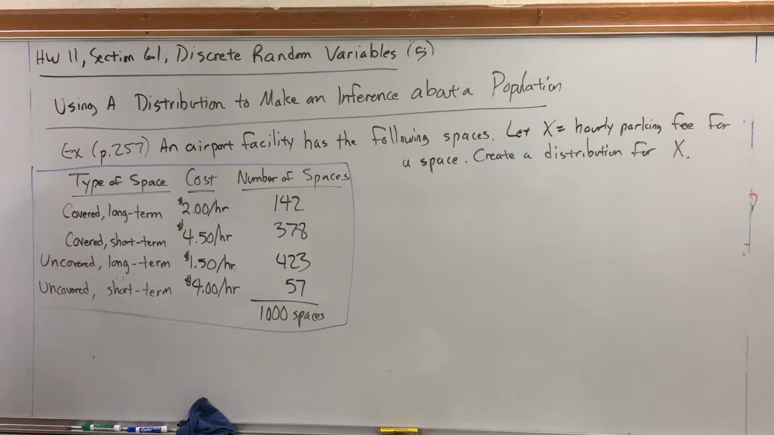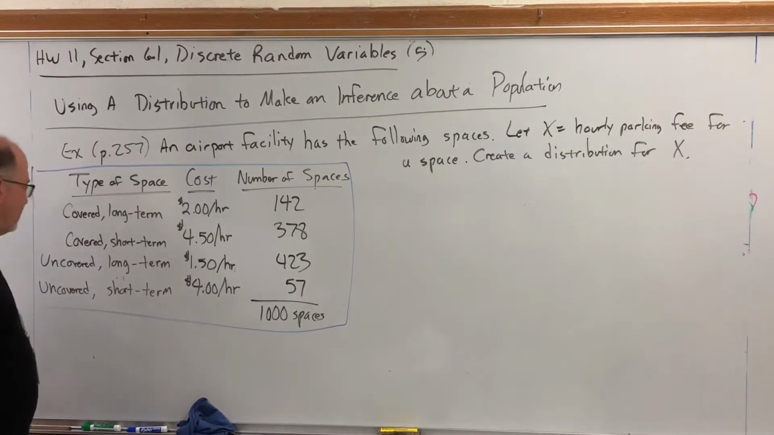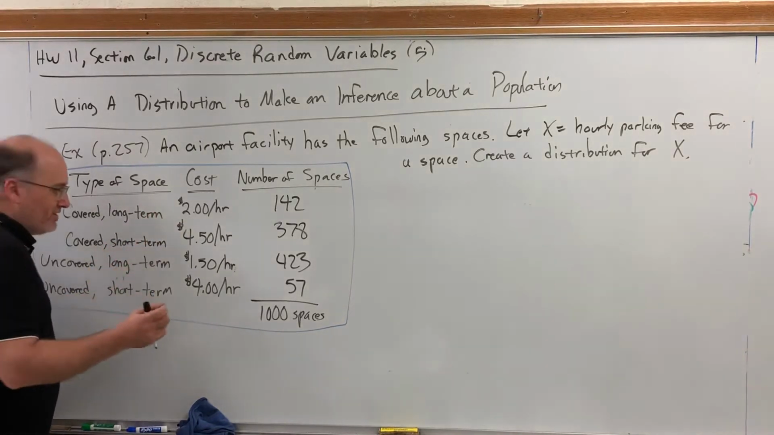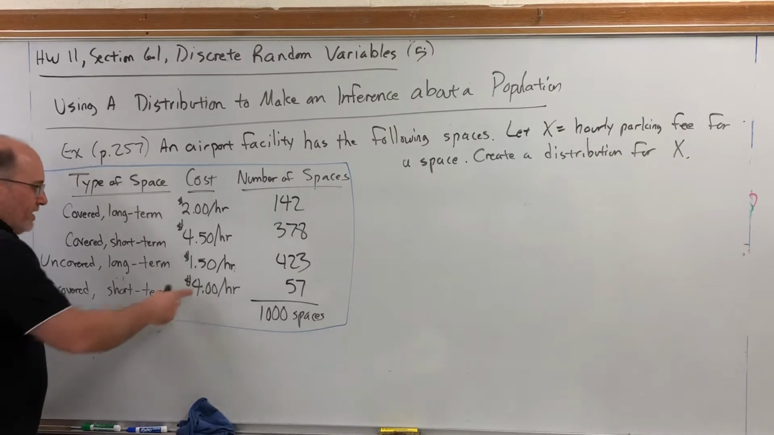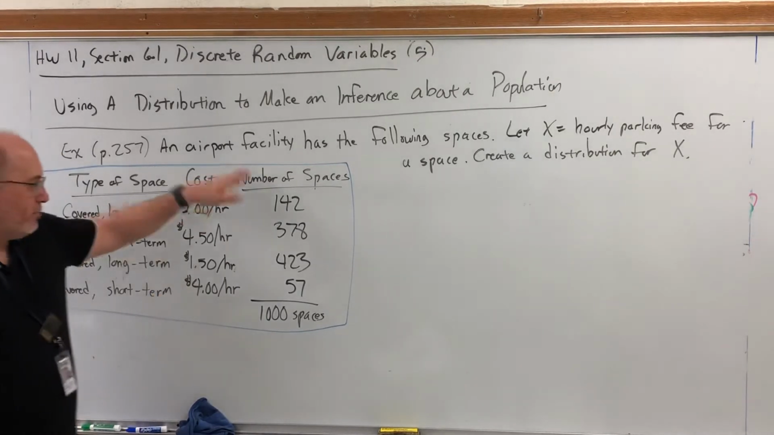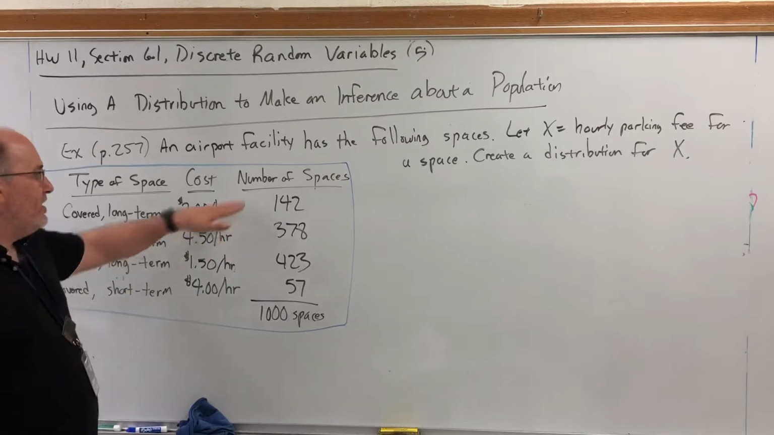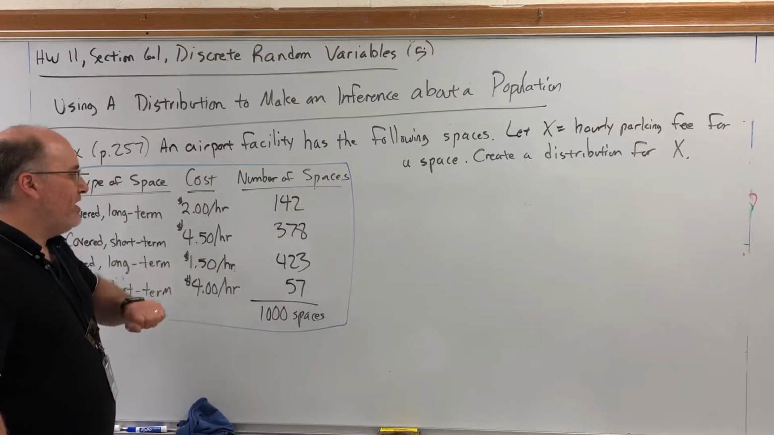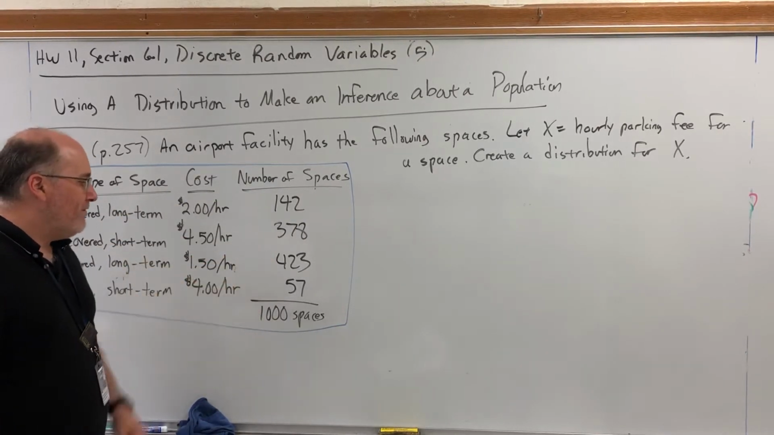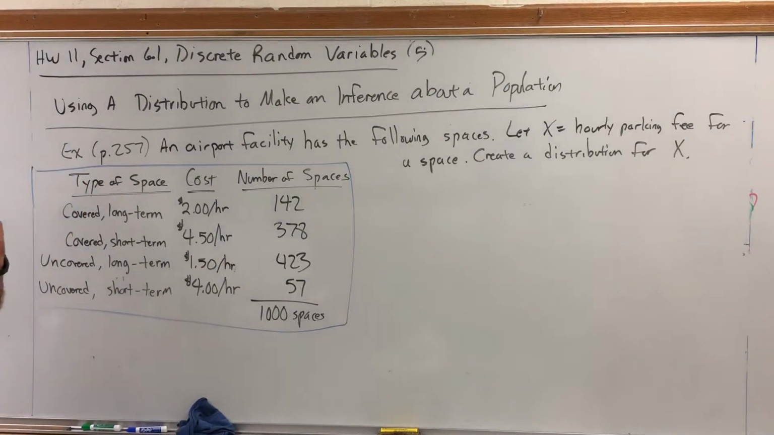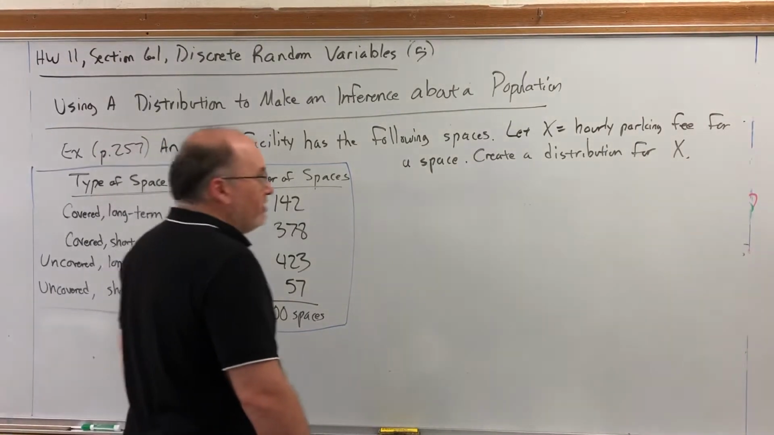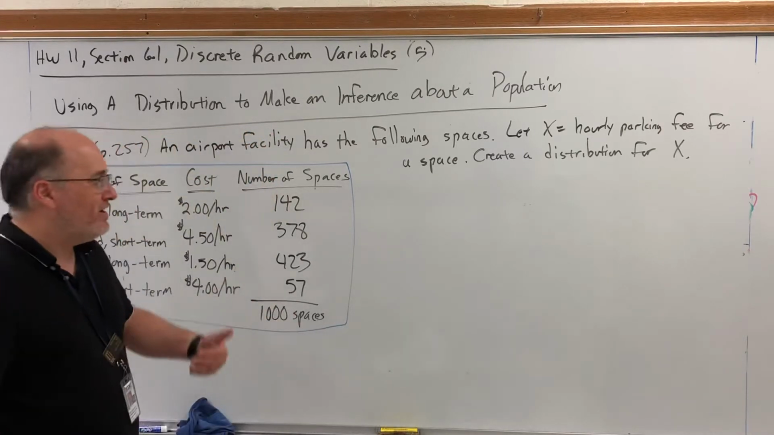There are 4 types of spaces: covered long-term, covered short-term, uncovered long-term, uncovered short-term. The cost for these spaces on an hourly rate is $2, $4.50, $1.50, and $4 respectively. And the number of spaces that they have for each type is 142, 378, 423, and 57 for a total of 1,000 spaces.